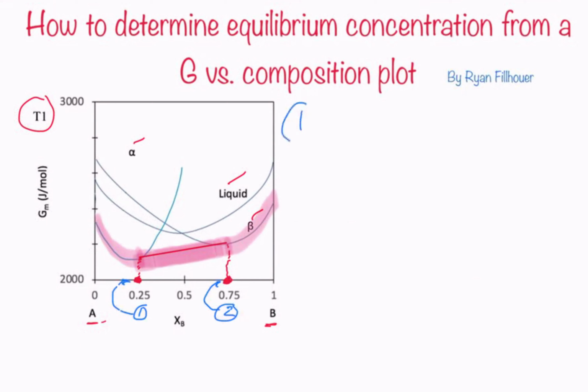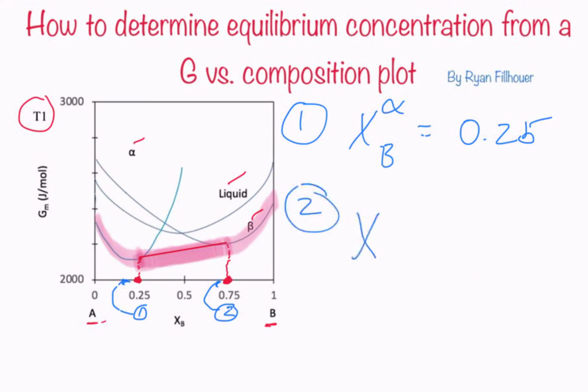So point number 1 is showing you that the composition, X, of component B in the alpha phase at this temperature is 0.25, or 25%. Similarly, point number 2 is showing you that the composition of B in the beta phase is equal to 0.75, or 75%.